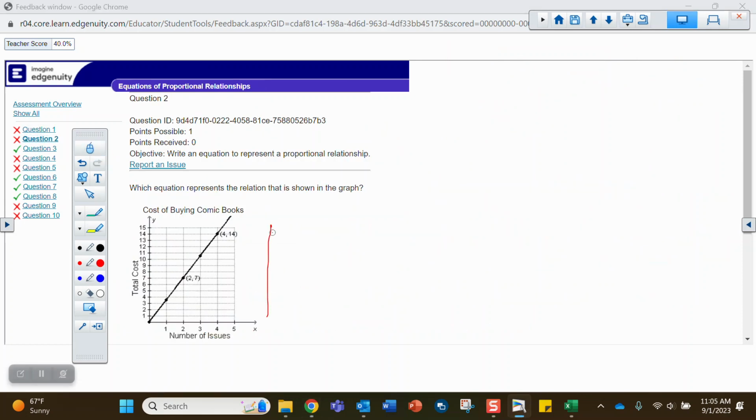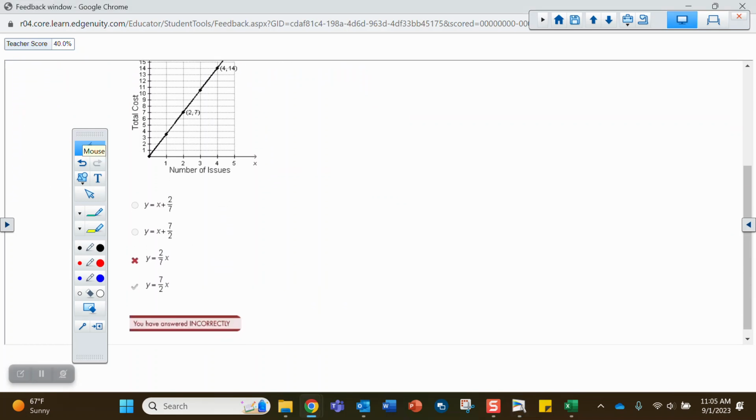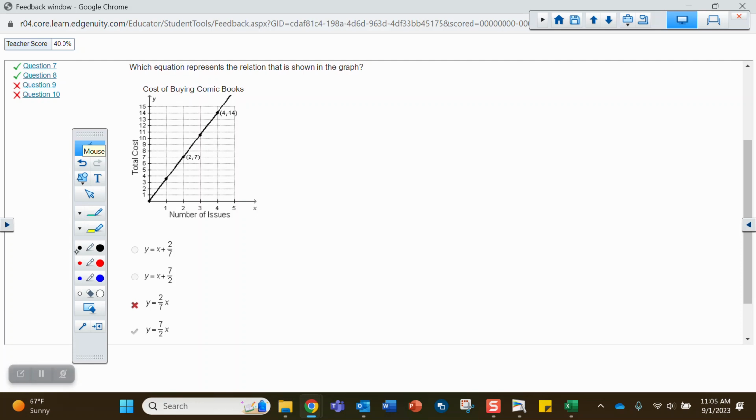Question 2, which equation represents the relation that is shown in the figure? So when we are looking at proportional relationships, it's always y equals kx, where k is the constant of proportionality. It is found by dividing the y over the x in any one of the ordered pairs. Remember, in an ordered pair, the first number is x and the second number is y.